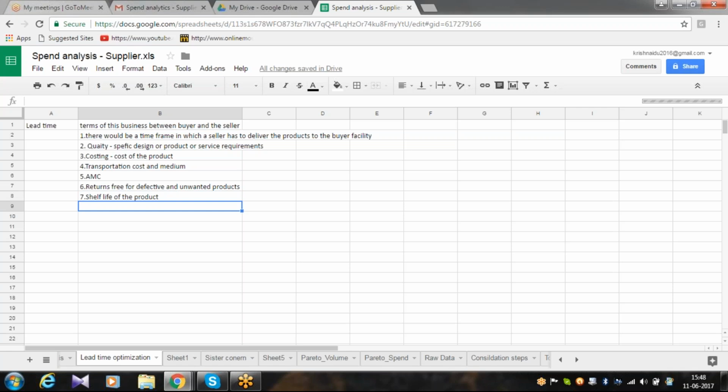So these are most of the contracts or engagements which sellers and buyers do, they will contain these kinds of requirements. Based on the business, some more elements can be added depending upon the seller and buyer's strengths and weaknesses. Now, what we are focusing on in this class is lead time optimization.